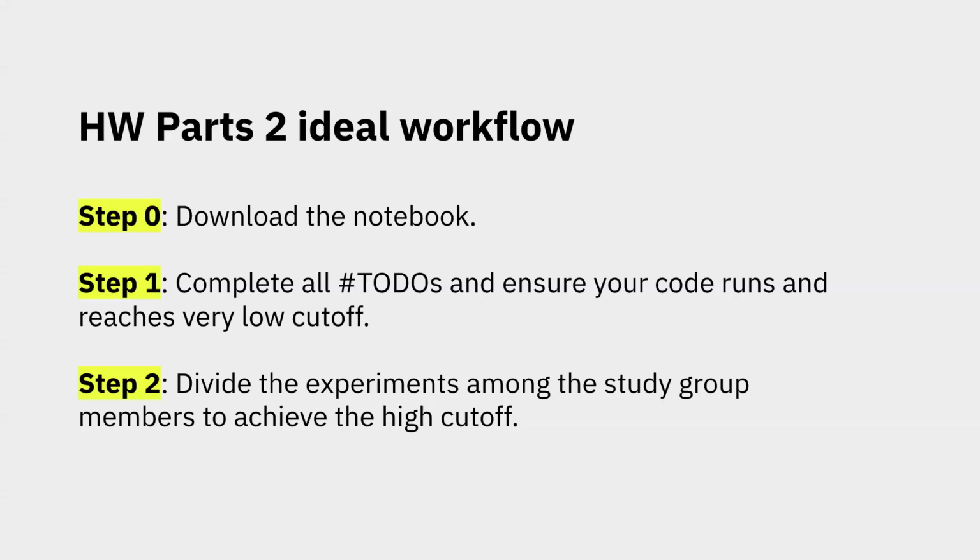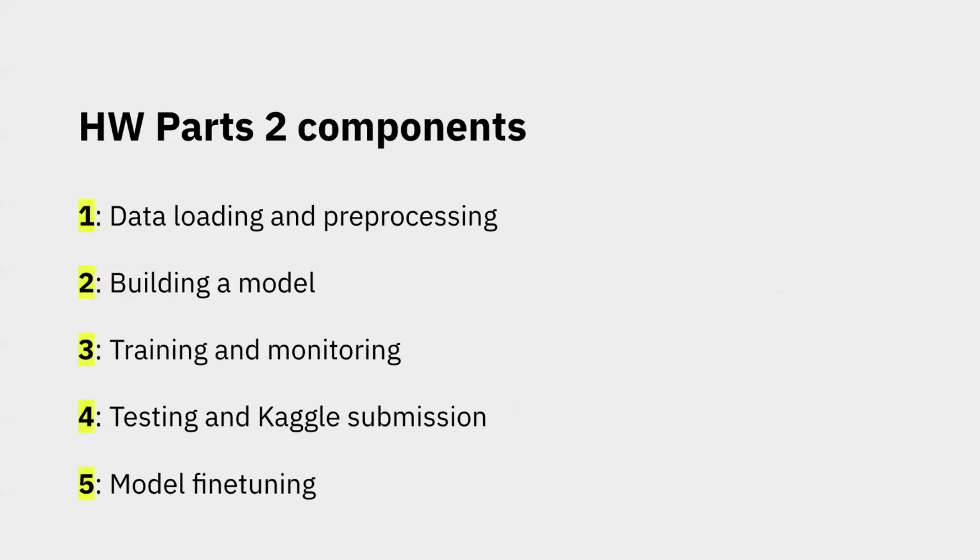Okay. And then for the workflow of homework part 2, you download a notebook, which is what you did right now. You have to complete all the to-dos and then divide the experiments among the study group and cooperate to find the best model. If you open your notebook, you'll see that you have 5 different sections. The structure of the notebook is very similar to the previous homework. So we have data loading and pre-processing.